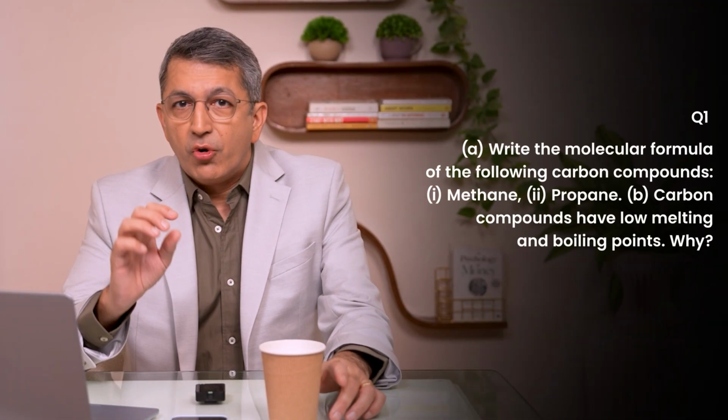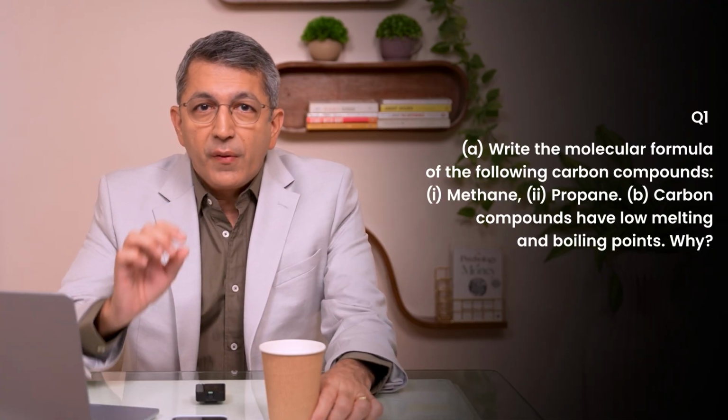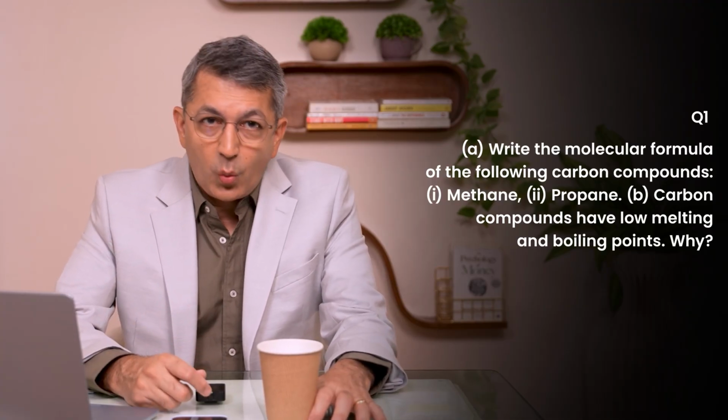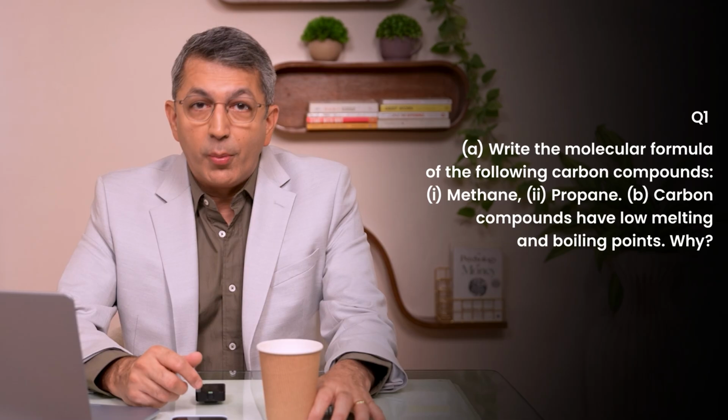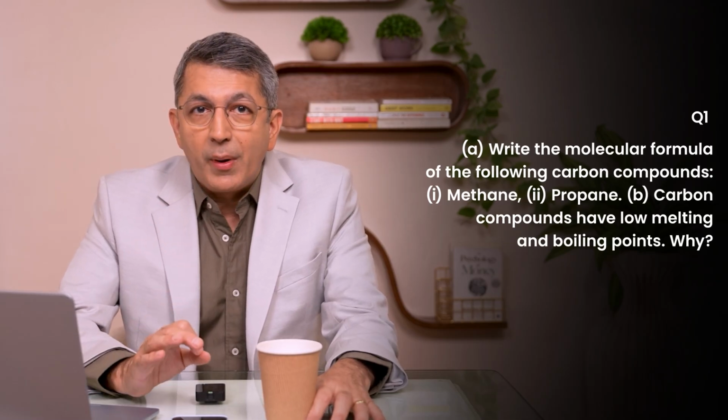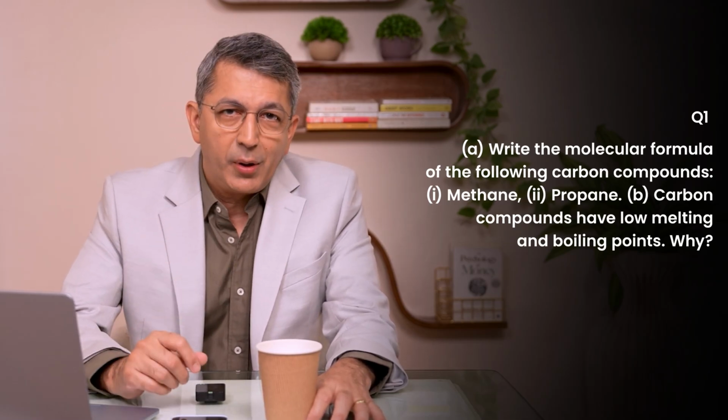Section A. Question 1A. Write the molecular formula of the following carbon compounds. 1. Methane. 2. Propane. B. Carbon compounds have low melting and boiling points. Why? Concept: intermolecular forces in covalent compounds.